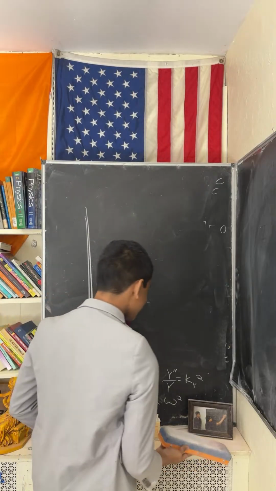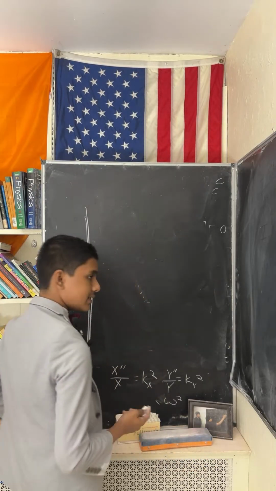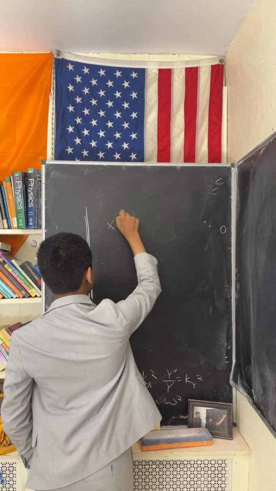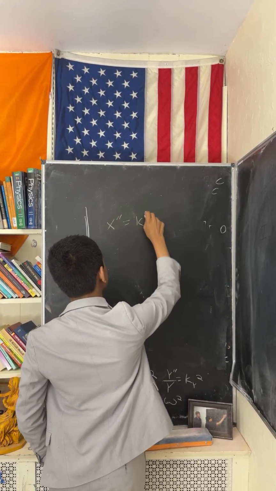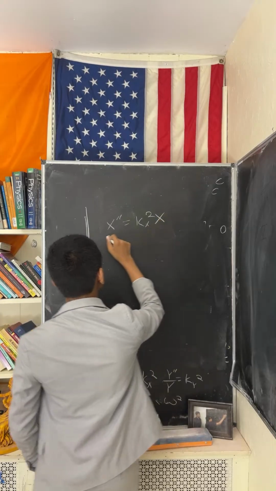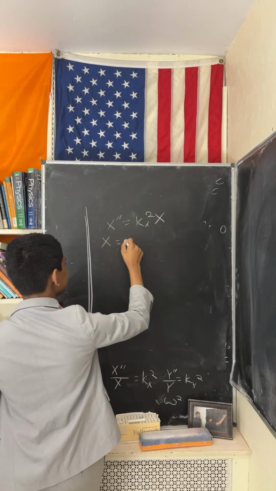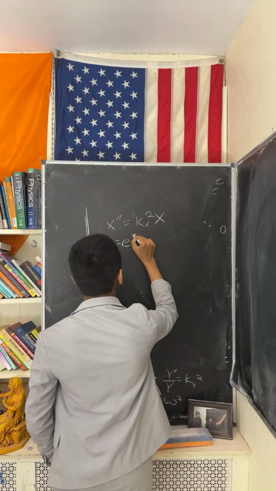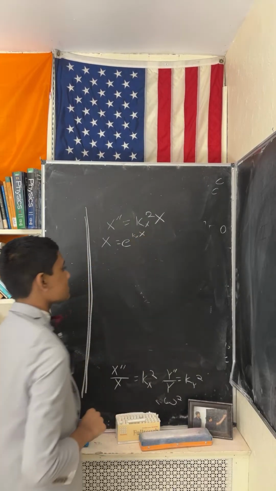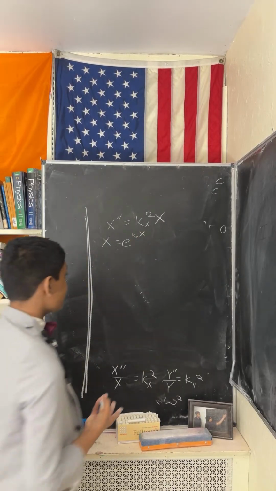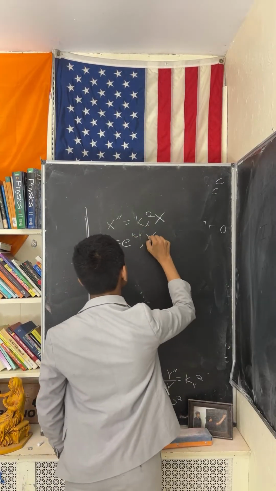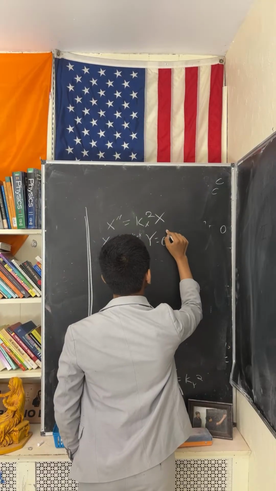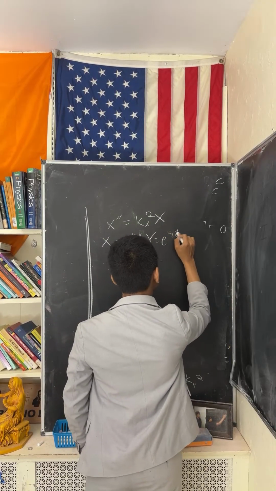Well, we can solve this differential equation very simply. It's just x prime prime is equal to this constant times x, which means that x is just this exponential function, e to the kxx. And the same for, this should be lowercase, y and z.